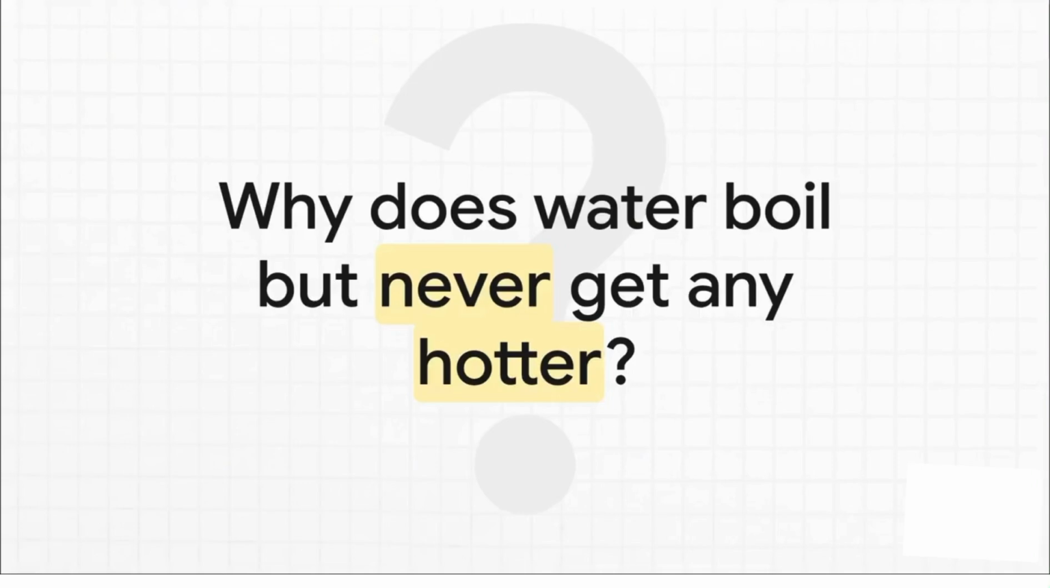You've definitely seen this happen, right? You put a pot of water on to boil, you can crank that stove up to full blast, but the thermometer will hit 100 degrees Celsius and just stay there. It refuses to get any hotter. So what is going on? Where's all that extra heat energy going? Stick around, because we are going to solve that mystery.